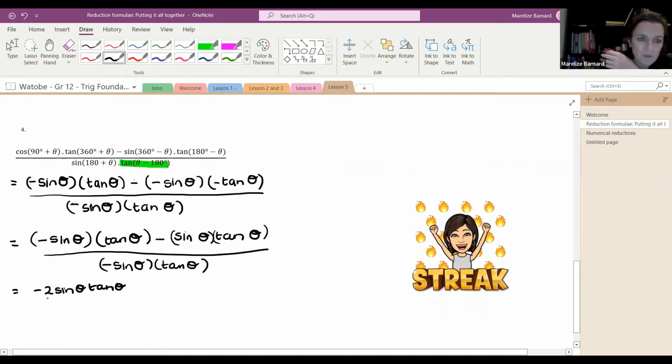And at the bottom, we've got the minus sine theta, tan theta. Okay. And with that, then we can cancel out the sine and the sine and the tan and the tan. And minus 2 divided by a minus 1 will give me a 2.